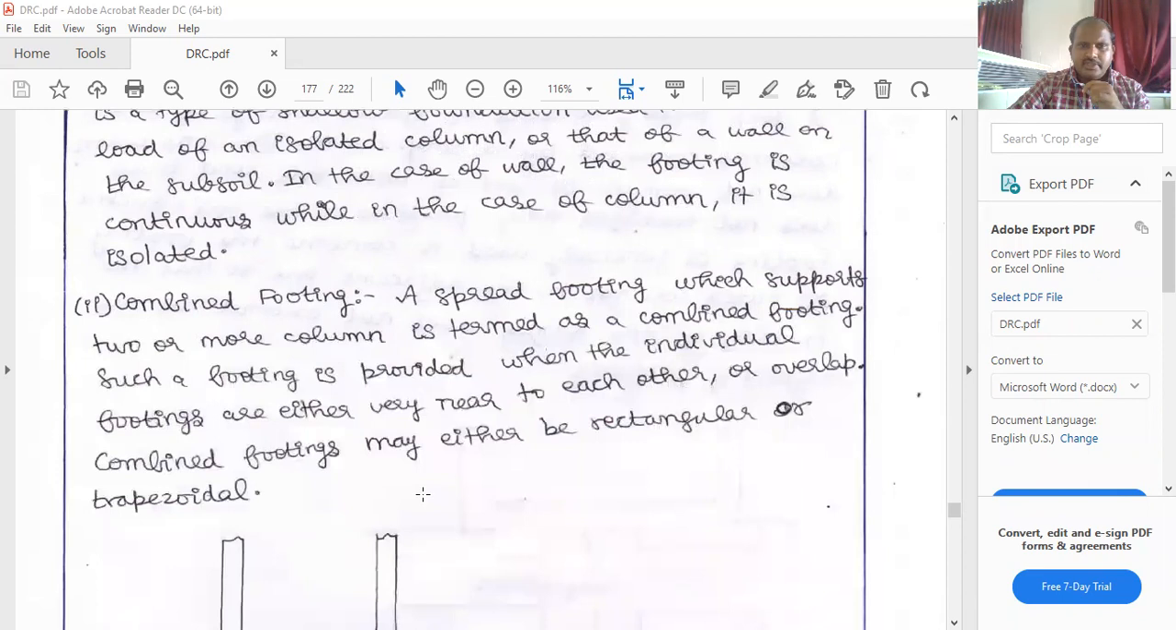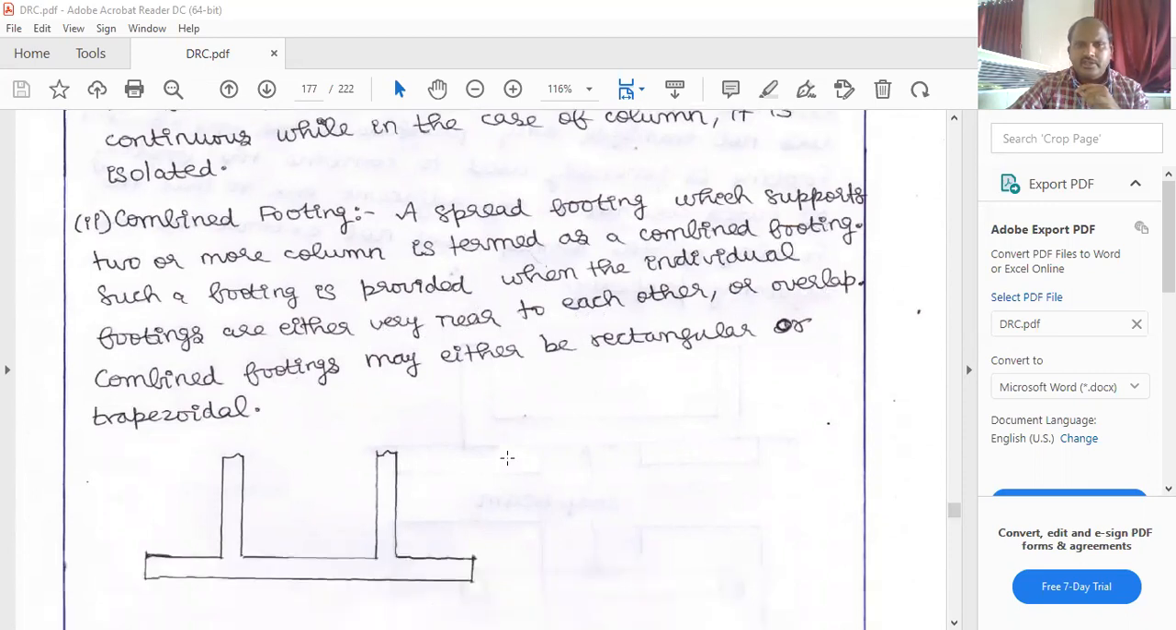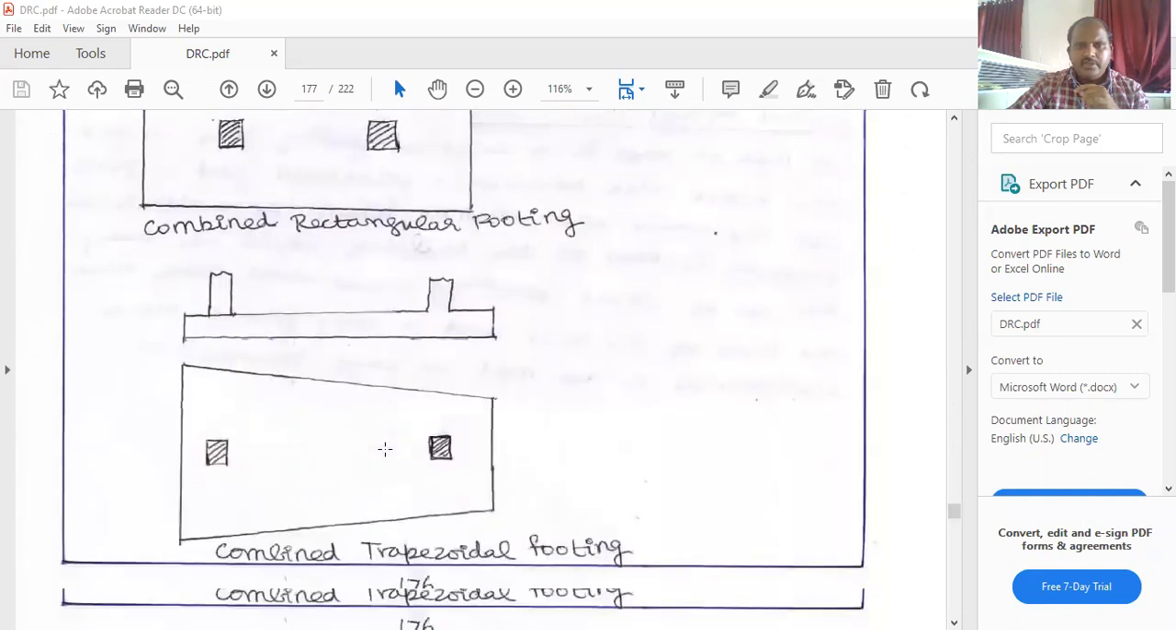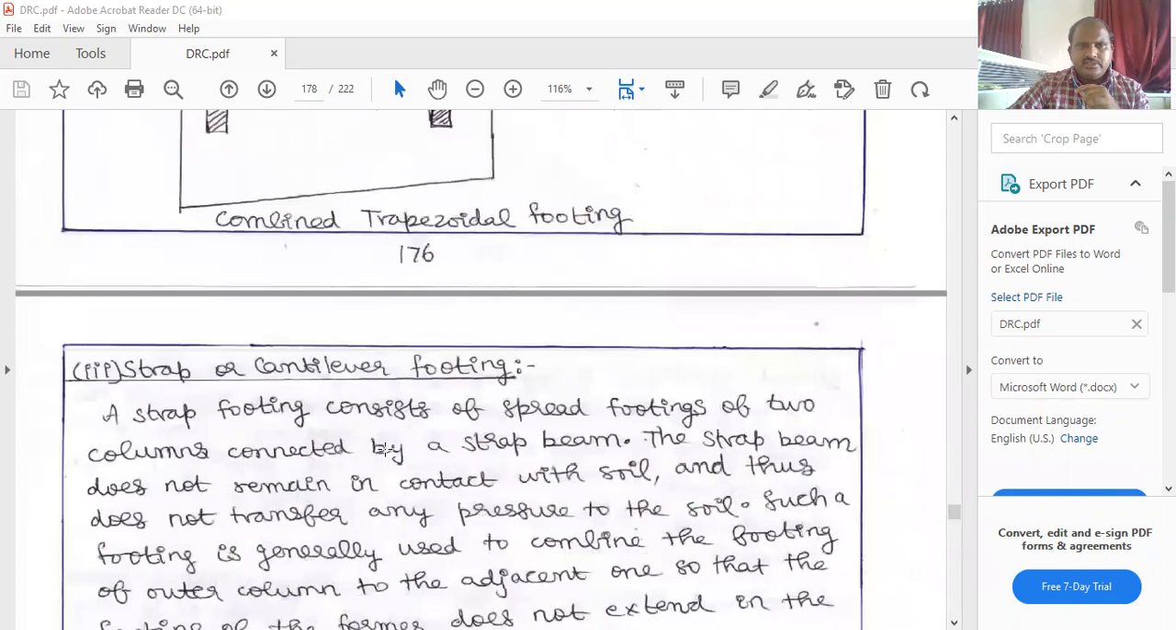Next one is combined footing. A spread footing which supports two or more columns is termed as a combined footing. Such a footing is provided when the individual footings are either very near to each other or overlap. Combined footings may be either rectangular or trapezoidal. These are the examples of combined rectangular footing.